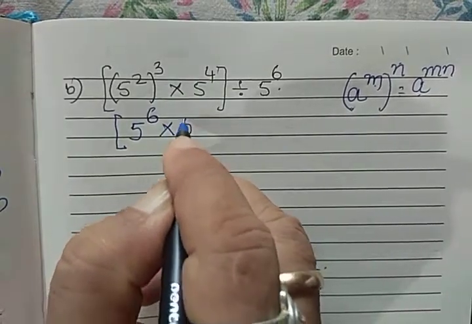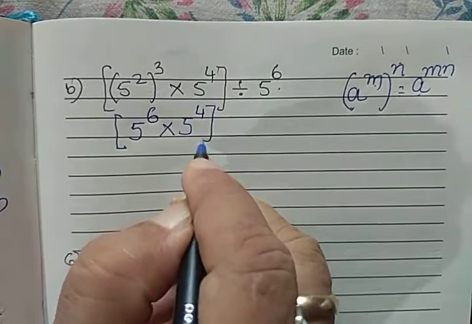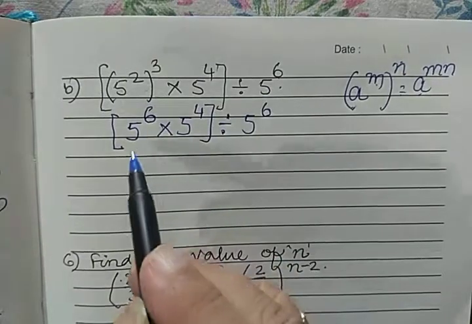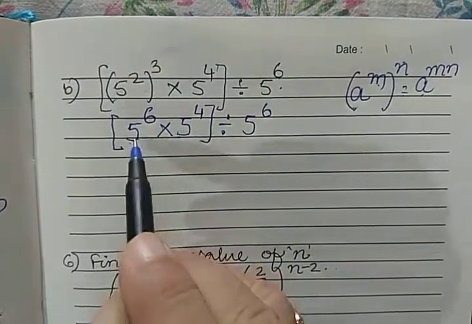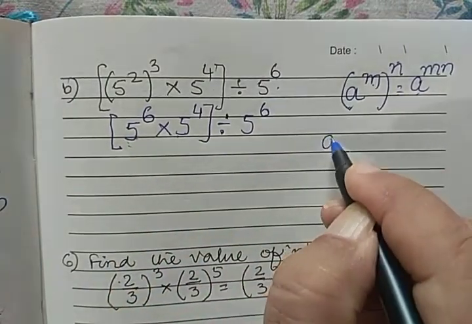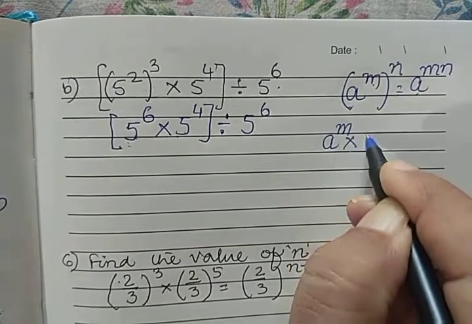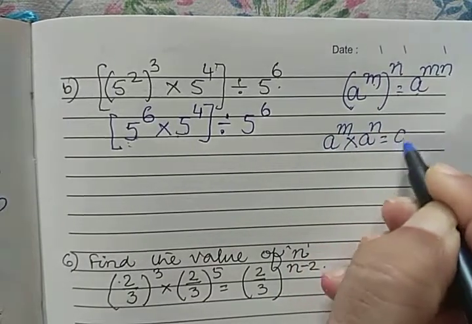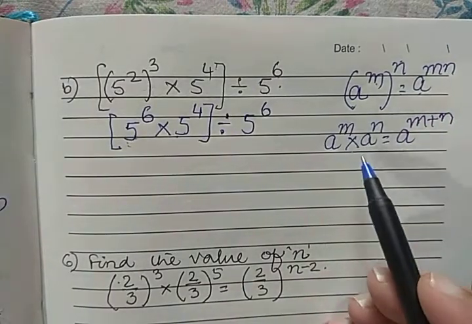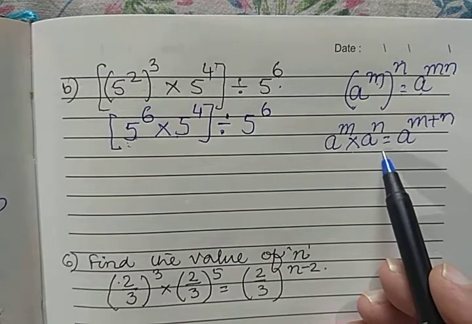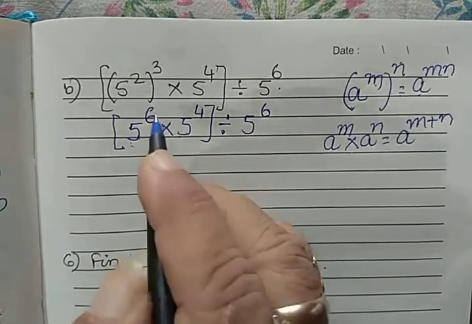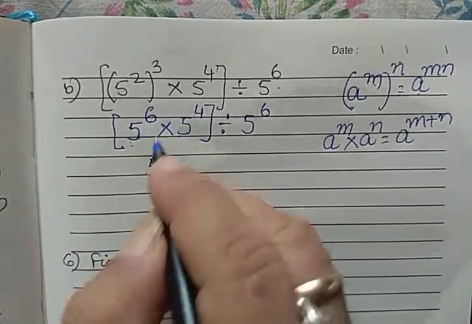Into 5 to the power of 4 divided by 5 to the power of 6. Here you see, your base is same, 5. Like a to the power of m into a to the power of n is equal to a to the power of m plus n. So here 5 to the power of, you have to add these two powers. 6 plus 4, how much? 10.